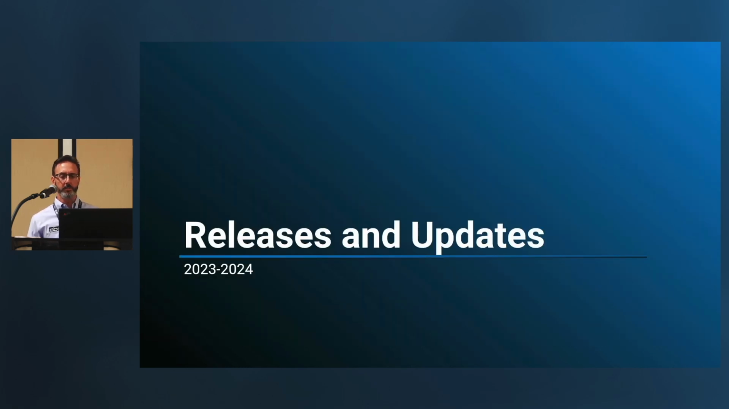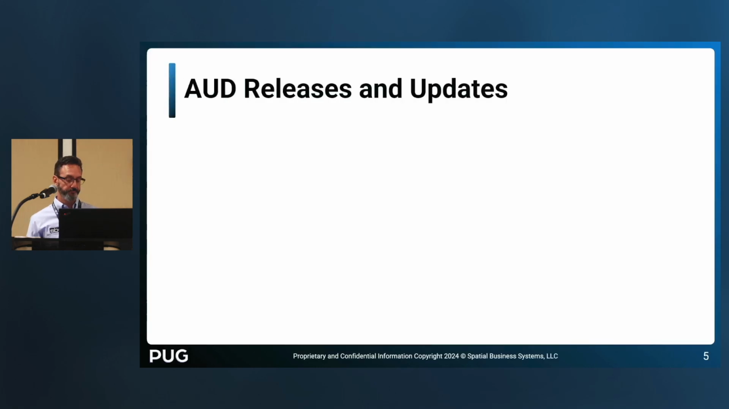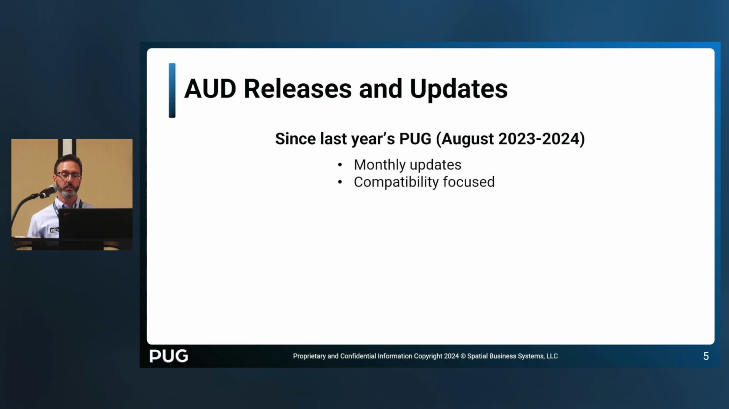So first I'm going to talk about the releases and updates we did over the last year. Since the last PUG, which was August last year, we're still putting out roughly monthly updates. We've probably put out fewer updates than in the past, perhaps, but still on a couple month schedule. They're all focused on compatibility. So we want to put out updates that keep compatibility, so you can get issues addressed without fear of breaking your current configurations.